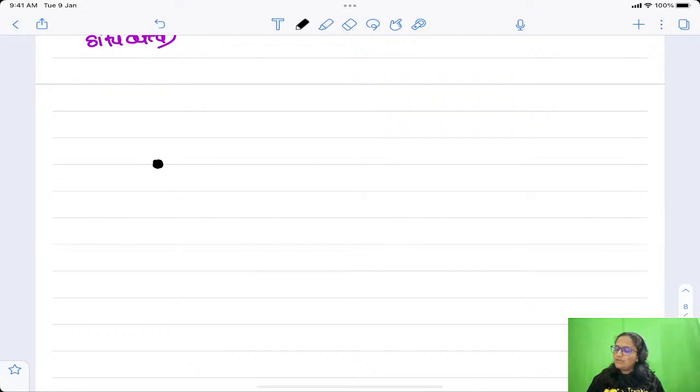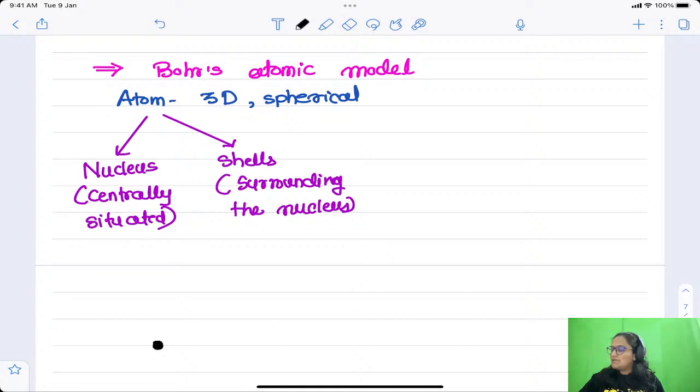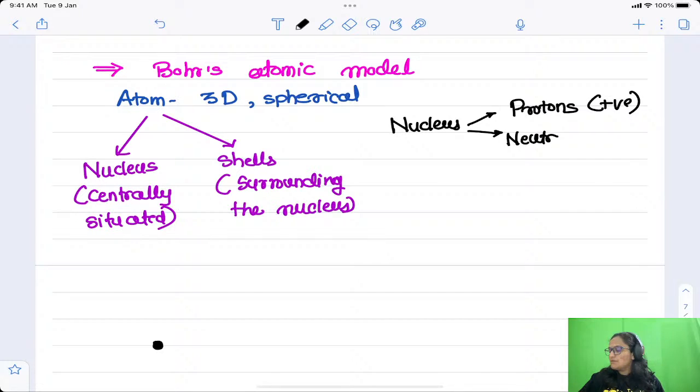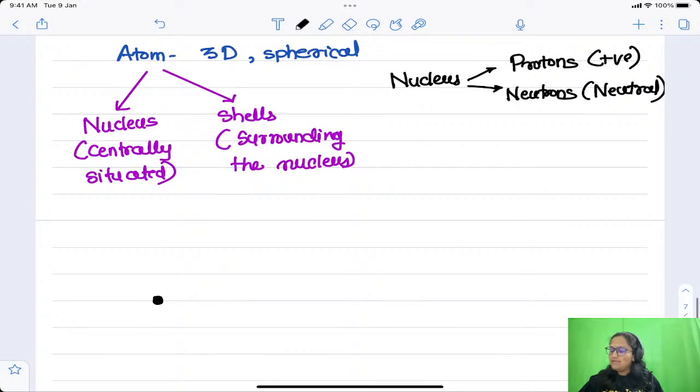So what does this nucleus have? Nucleus contains two subatomic particles: protons, which are positively charged, and neutrons, which do not have any charge, they are neutral. Neutrons are electrically neutral, they do not have any charge on them, right? So these are present inside.